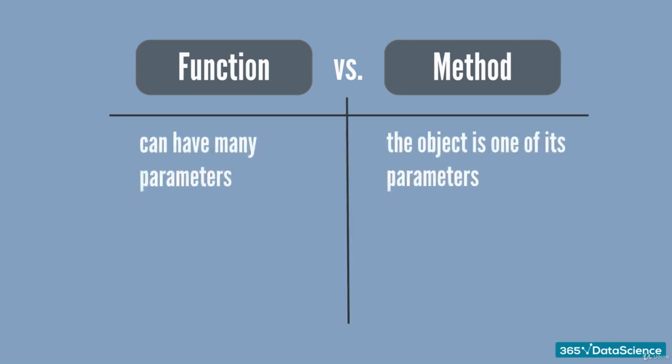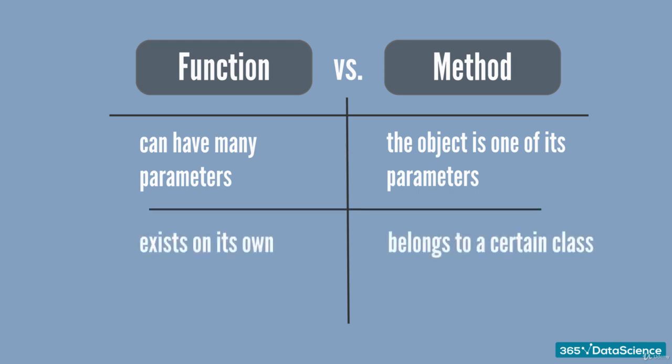As any other function, a method can have many parameters of various data types, but it will surely contain the object it is applied to as one of them. A method belongs to a certain class, while a function exists on its own. Looking back at our bike maker's example, if there isn't a bike that's been made, there is no way to apply the turn left method. One of the parameters of the turn left method must be a bike object.